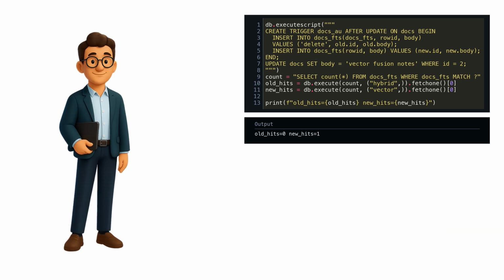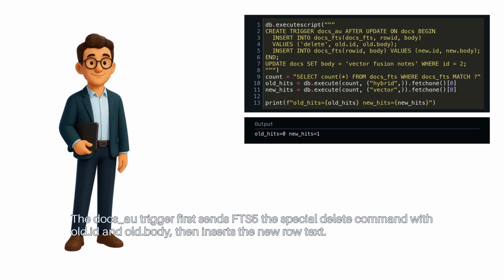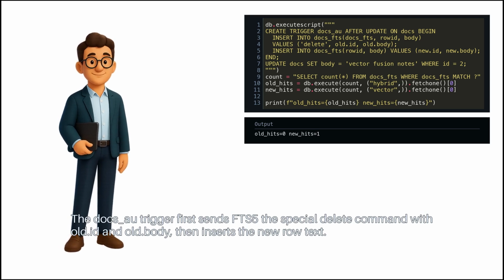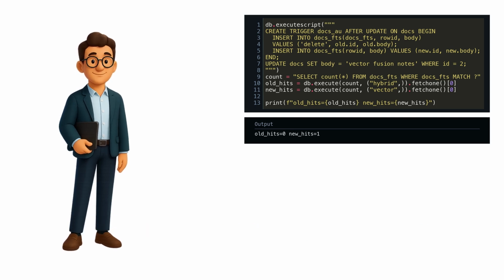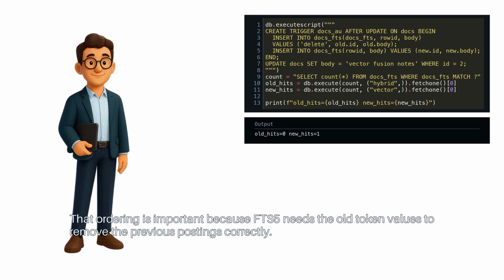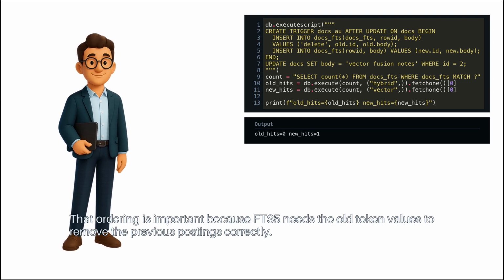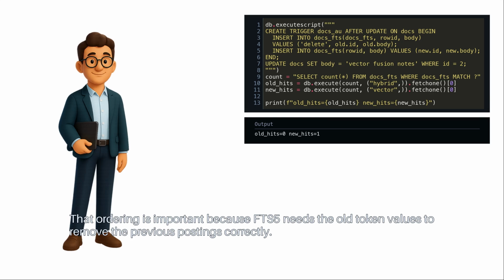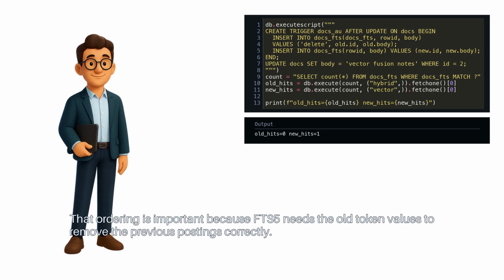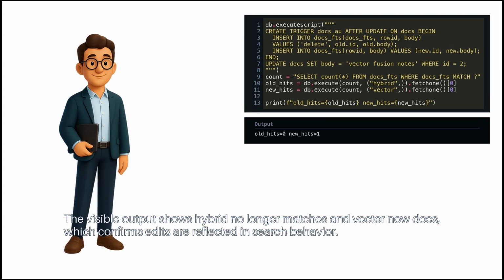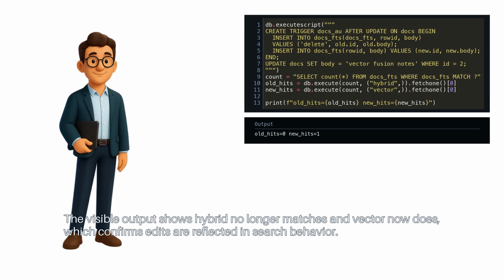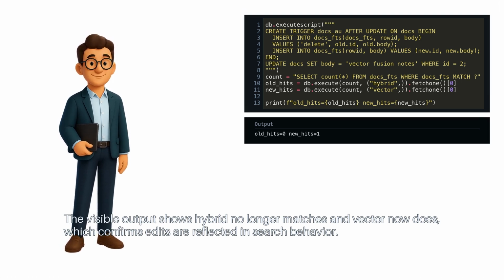terms must enter it. The docs_au trigger first sends FTS5 the special delete command with old ID and old body, then inserts the new row text. That ordering is important because FTS5 needs the old token values to remove the previous postings correctly. The visible output shows hybrid no longer matches, and vector now does, which confirms edits are reflected in search behavior.